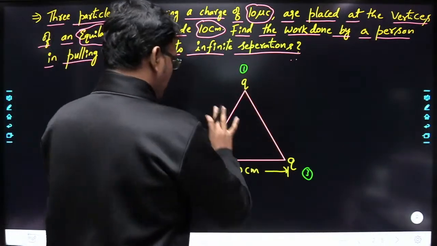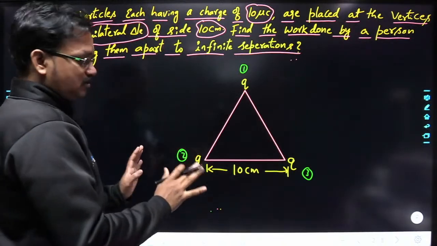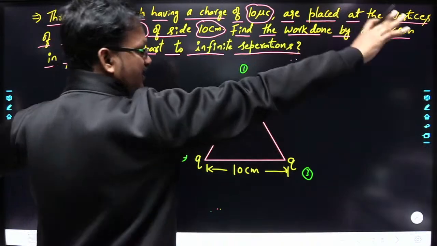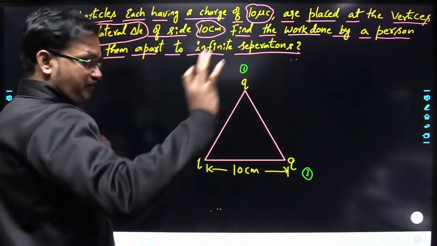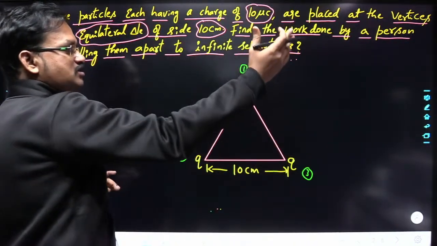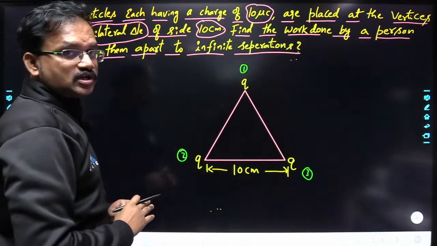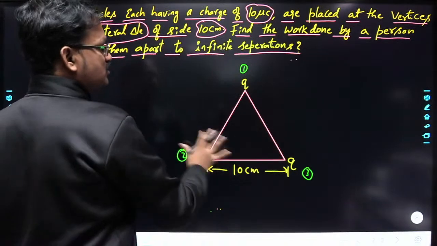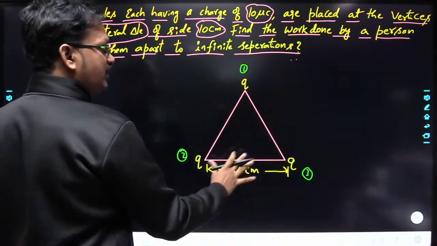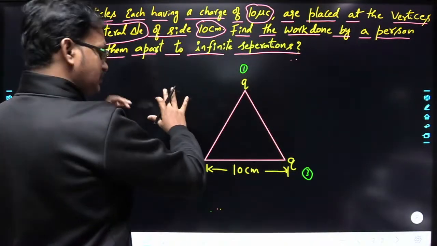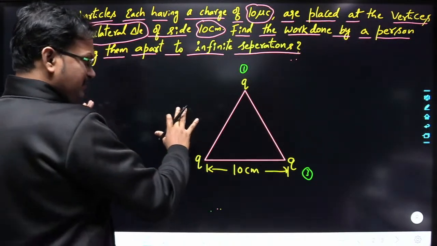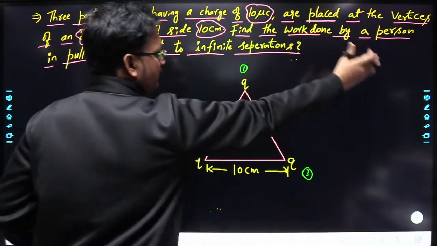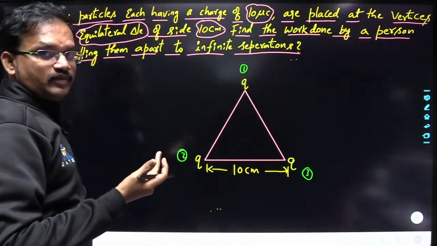Now let us assume there are no charges, nothing is present here. Q2 is not present, Q3 is not present, Q1 is not present. All are present at infinity. So from that infinity distance, first I am trying to bring the Q1 charge. Since there are no charges present, there is no field here. That means the work done in bringing this charge from infinity to this point will be equal to 0.